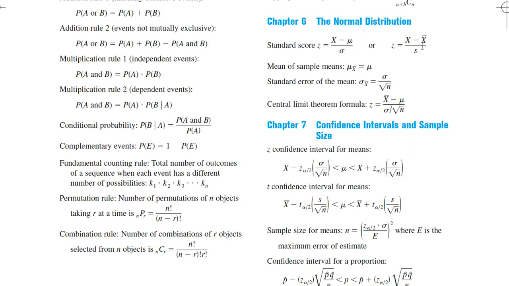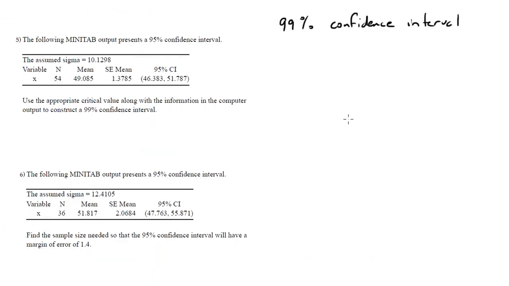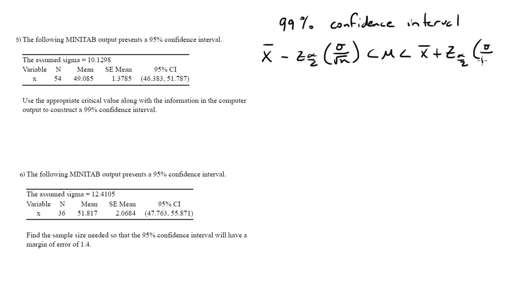Okay. So I'm going to rewrite this formula here. X bar minus the Z alpha over 2 times sigma divided by the square root of n is less than my mean. It's also less than X bar plus Z alpha over 2 times sigma divided by the square root of n. Okay, perfect. So we have a lot of information here, but the one piece of information we really need that we don't have is the 99% confidence interval.